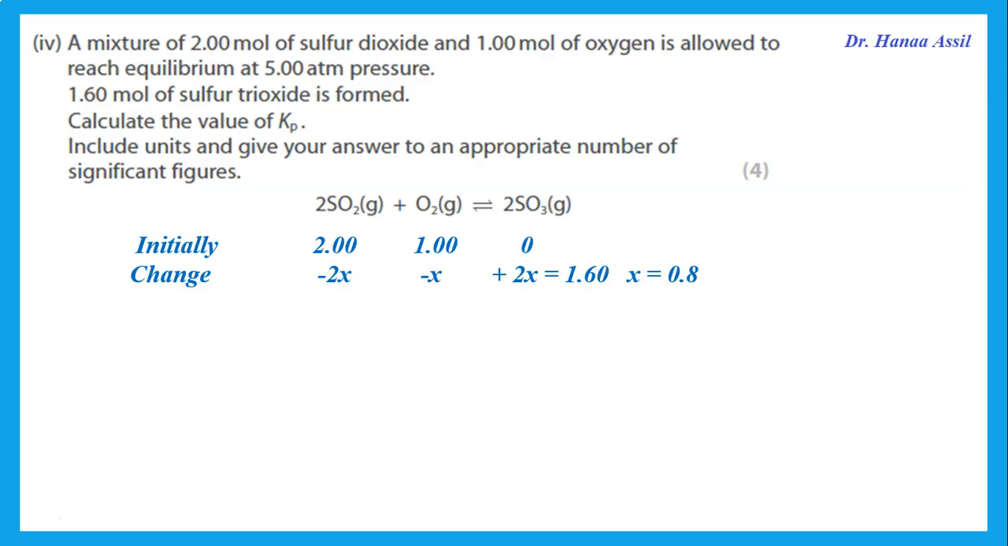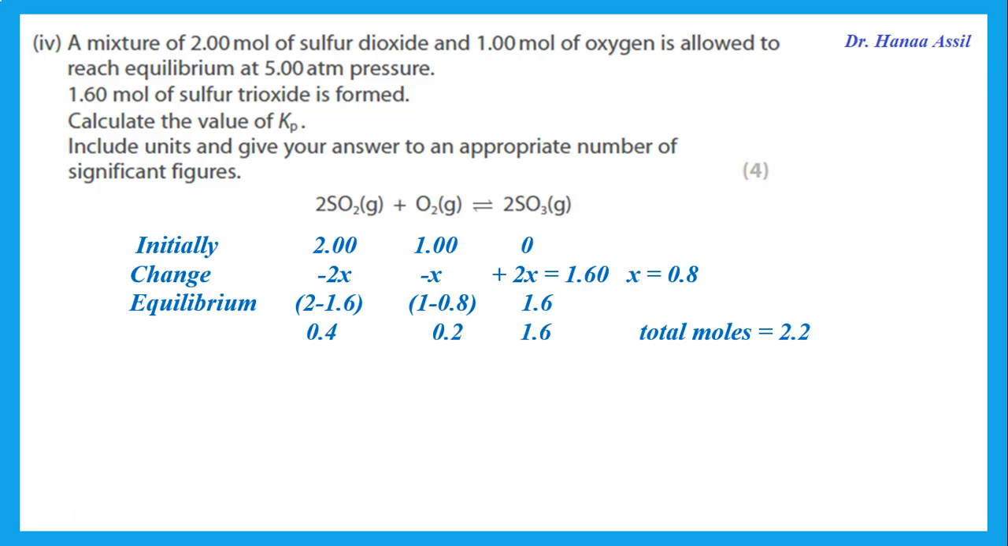The question says that what I have of SO3 at the end is 1.6, and that means the 2x is 1.6, and that means x is 0.8. Now we go back and determine what we will have at equilibrium. At equilibrium, I will have what we started with minus 2 times 0.8 or 1 times 0.8 and so on. So these are the equilibrium number of moles. The total number of moles is 2.2.